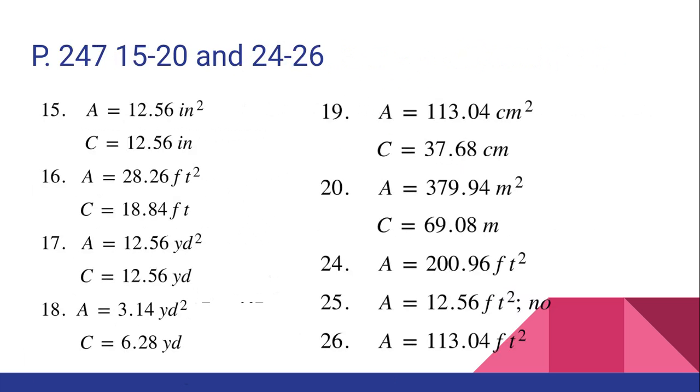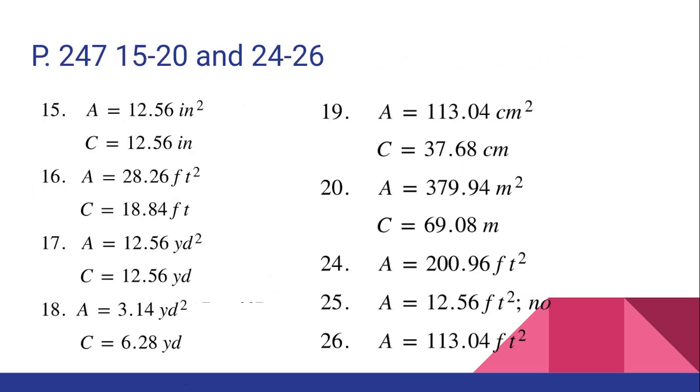On 19, you're given the diameter. So for the area, first we needed to find the radius, and the radius would be 6. Then 6 squared is 36. And 36 times 3.14 is 113.04 centimeters squared. For the circumference on this one, we're doing pi times diameter. So 3.14 times 12, which is 37.68 centimeters.